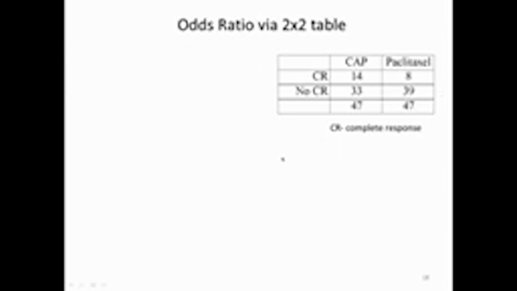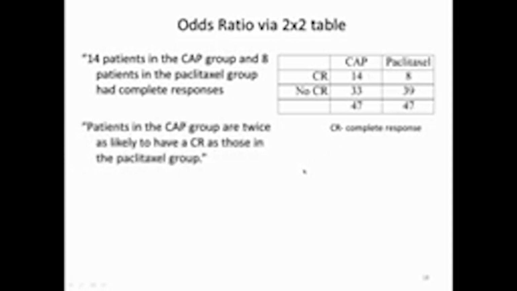We can do the same thing using the table also. Total is 47, so 14 people had a complete response, and no response is 33. For paclitaxel, 8 had a response, and no response is 39. If you want to calculate the odds ratio, it is 14 into this divided by this into this. So 14 in the CAP group had a response, 8 in the paclitaxel group had a complete response.